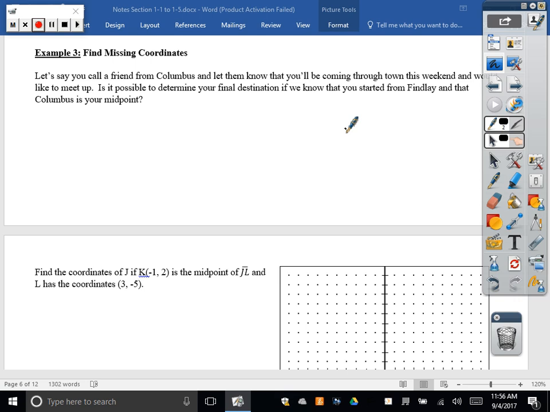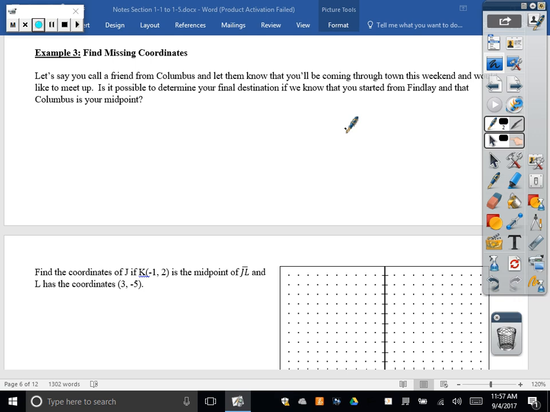All right, now the next one. We have, let's see here, number 3, find the missing coordinates. Let's say you call a friend from Columbus and let them know that you'll be coming through town this weekend and would like to meet up. Is it possible to determine your final destination if we know that you started from Findlay and that Columbus is your midpoint?